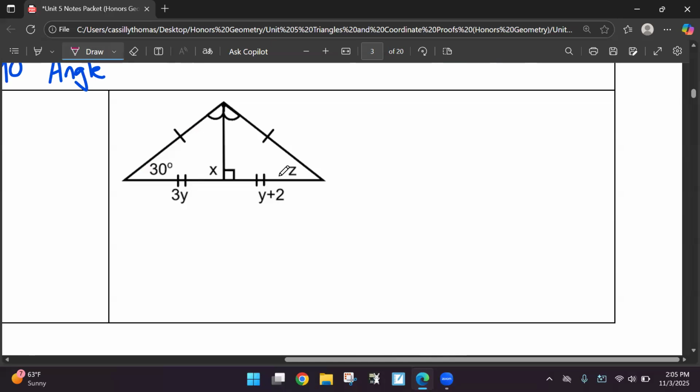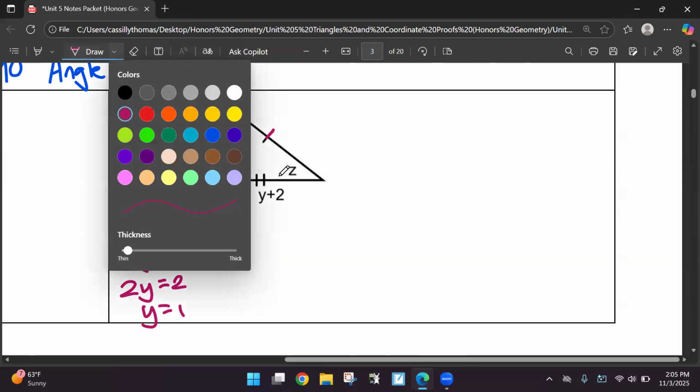Same idea. We have an isosceles triangle. We have this angle bisector in here. I give you that that's 90 degrees. So we didn't even really need this right here because we could have established that. But x equals 90. Everything is congruent. 3y equals y plus 2. And just solve it. 2y equals 2, y equals 1.